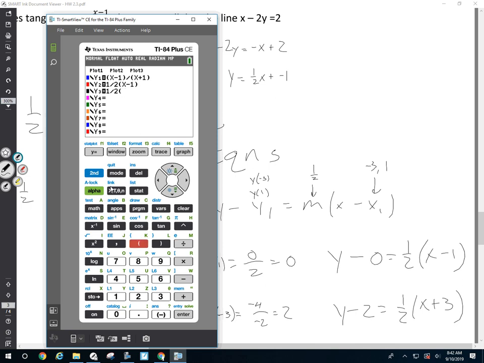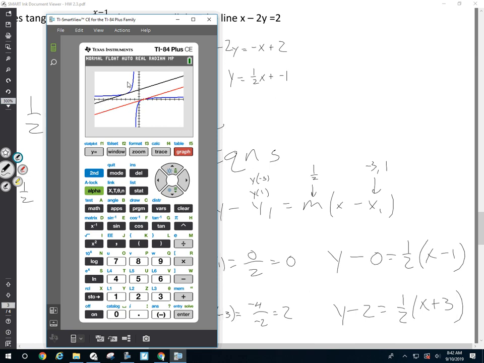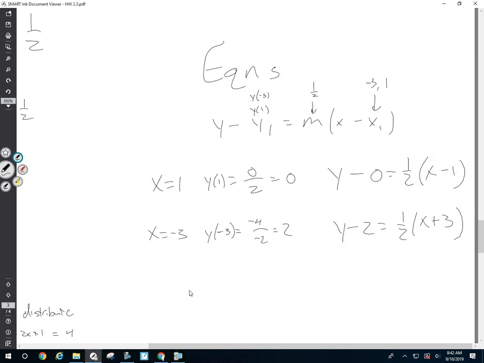These two lines need to be tangent to my function, and they need to be parallel to the other line. I know they're parallel to the other line, so I'm not going to graph the other line because they have slopes of 1/2. I just want to make sure that they're tangent. Gosh, they are. That's beautiful. They're tangent at x equals 1, and they're tangent at x equals negative 3. Okay? So we did our jobs.